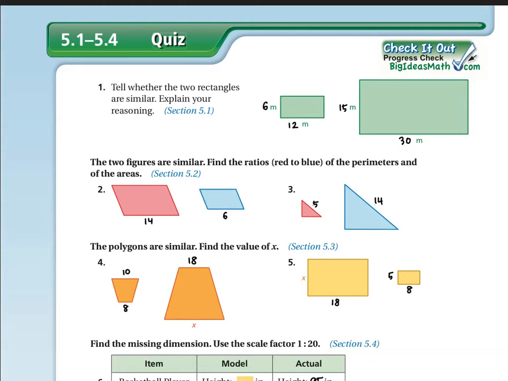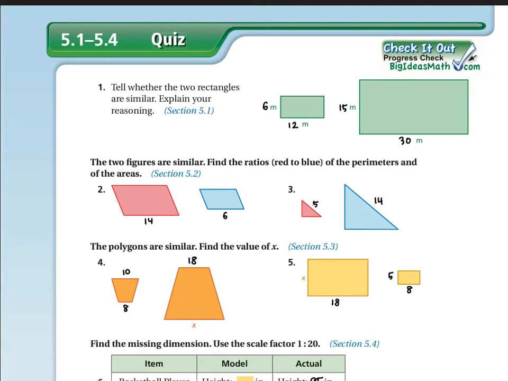We're going to review lesson 5.1 through 5.4. This is actually a borrowed format from page 219. I changed some of the numbers, so they look exactly the same, but I just have different numbers. So maybe this will help you to work on your homework question and also to review for 5.1 through 5.4.